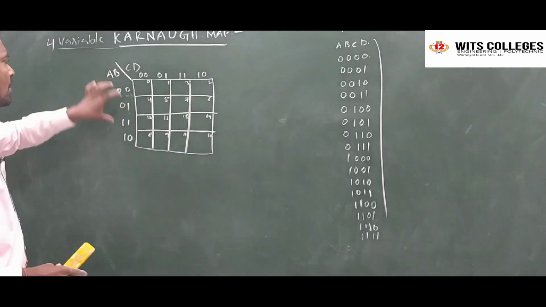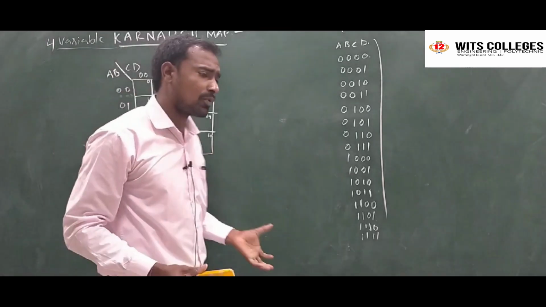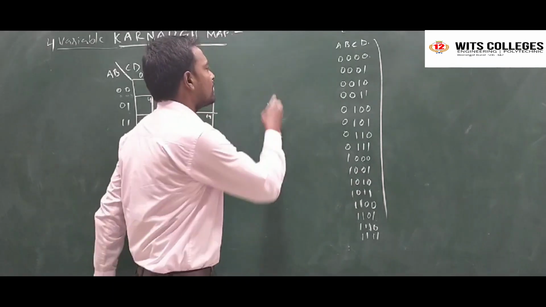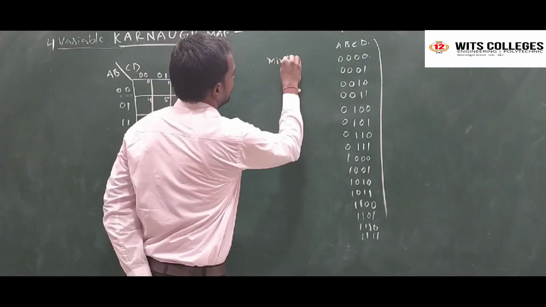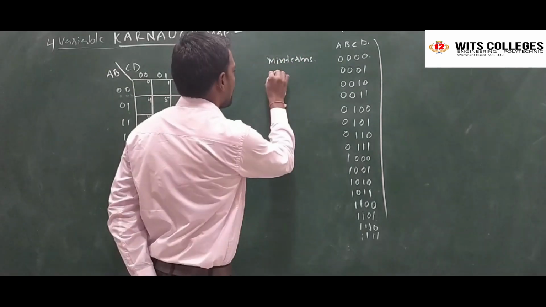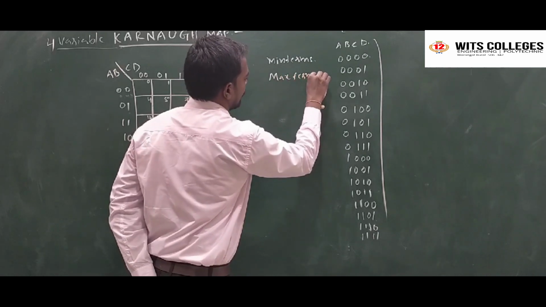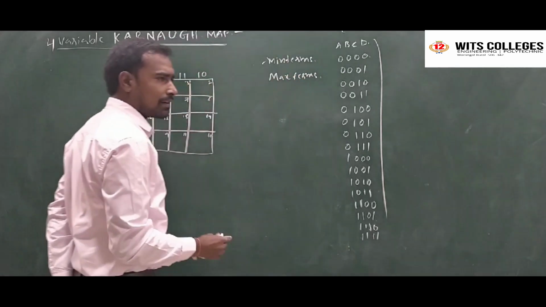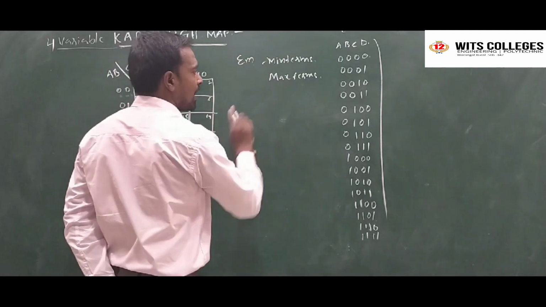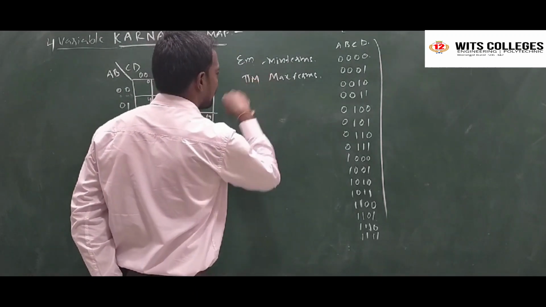So this is the actual 4 variable K map, and we have the terms, those are sum of products and product of sums. Sum of products are called min terms, and product of sums are called max terms, and these min terms are represented with summation of small m, and max terms are represented with pi of capital M.